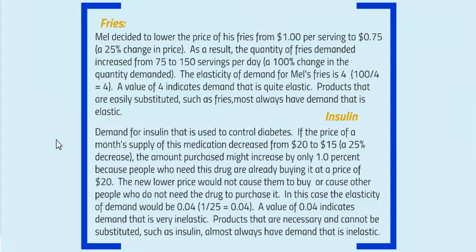So the new lower price would not cause them to buy, or cause other people who do not need the drug to purchase it. In this case, the elasticity of demand would be 0.04. A value of 0.04 indicates demand that is very inelastic. Products that are necessary and cannot be substituted, such as insulin, almost always have demand that is inelastic.